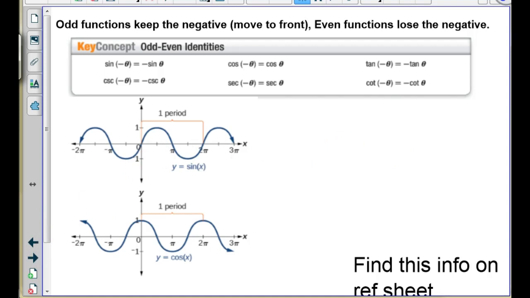There are some new things that you do need to know for a couple of the questions. This has to do with the even-odd identities. They are on the middle of your reference sheet. It says odd relations and even relations. You see where it says that?